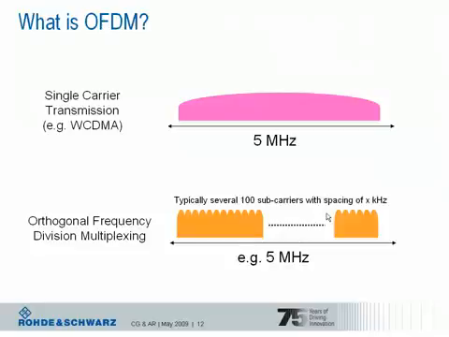So typically you have several hundred subcarriers in a certain bandwidth, and they have a constant spacing of some kilohertz. The figure shows an example for the 5 MHz bandwidth, and you see the subcarriers, but of course you can easily scale the OFDM principle also to higher bandwidths. Like in LTE, you have up to 20 MHz bandwidths.